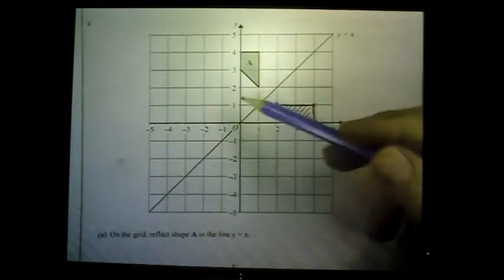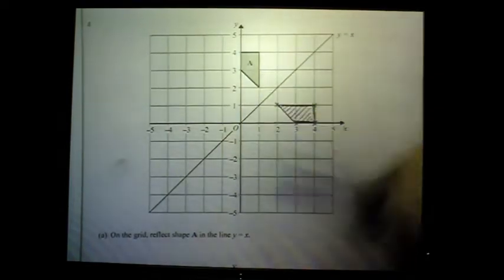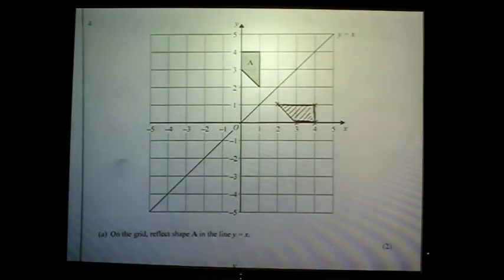A lot of people, when I mark this, were putting it down here because they're trying to flip it downwards like this. But if the line of reflection is a diagonal, then you've got to be a little bit more careful with it.